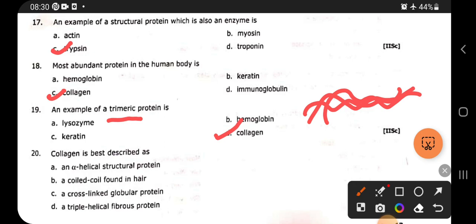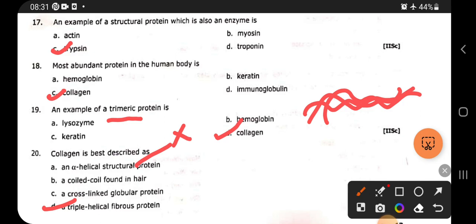Then comes 20th question. Collagen is best described as A, an alpha helical structural protein, B, a coiled coil found in hair, C, a cross-linked globular protein, D, triple helical fibrous protein. First of all, the answer would be triple helical fibrous protein. Now I'll let you know how you can eliminate the options. First one says alpha helical structural. So collagen is functional, not structural. Therefore, this option is incorrect.